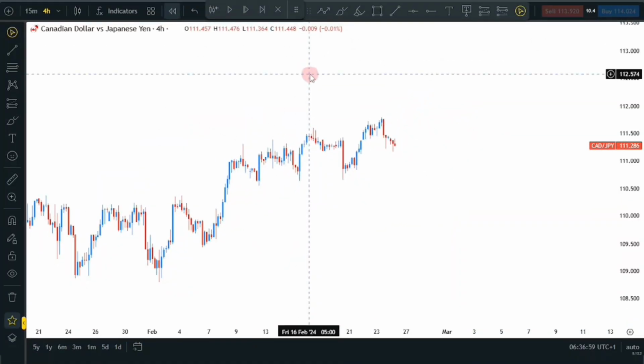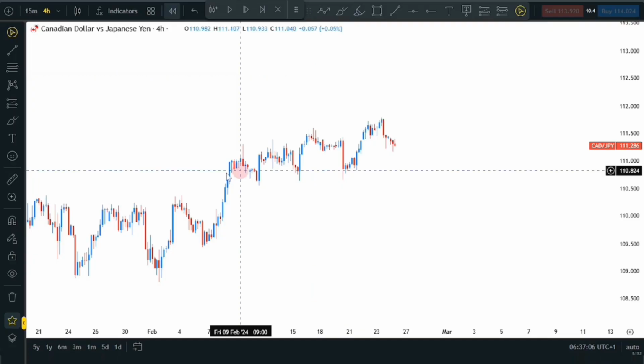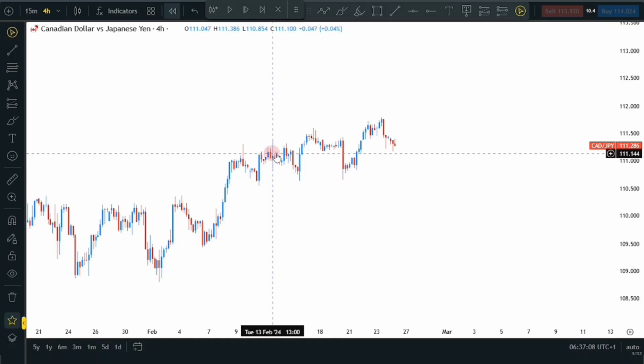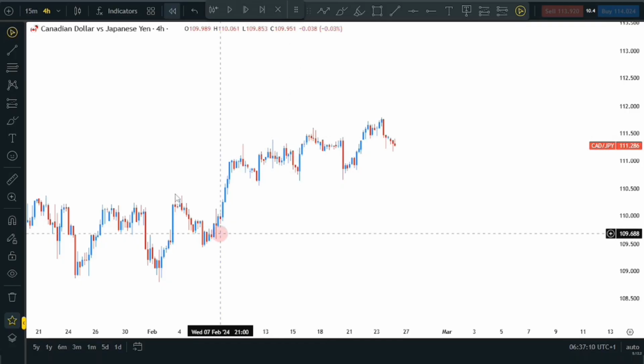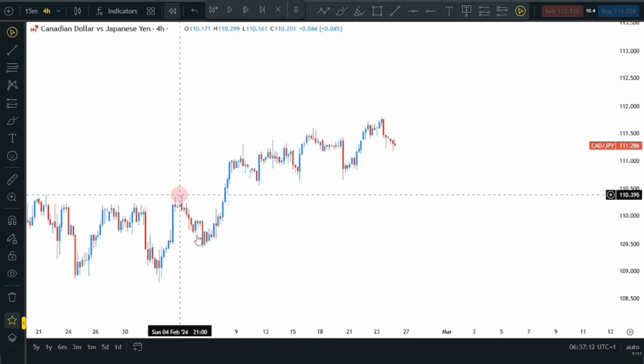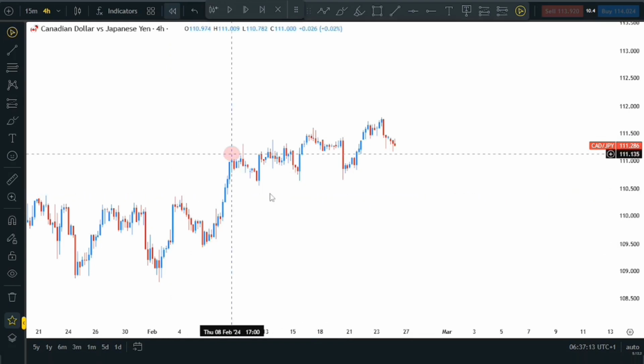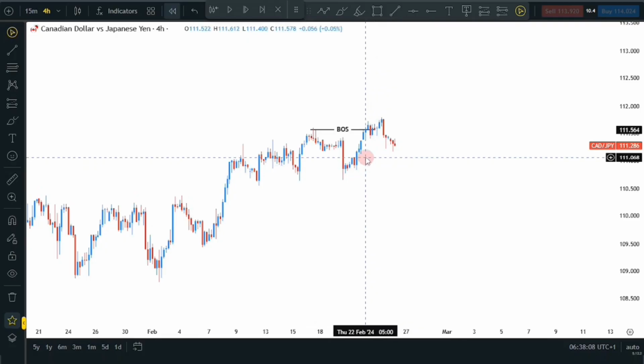I'm going to be using the chart of Canadian dollar versus Japanese yen for an example. Currently, it is obvious that the market is in an uptrend because it is making a higher high, higher low, higher high, higher low, higher high, higher low. Let's play the price forward to see what happens next.